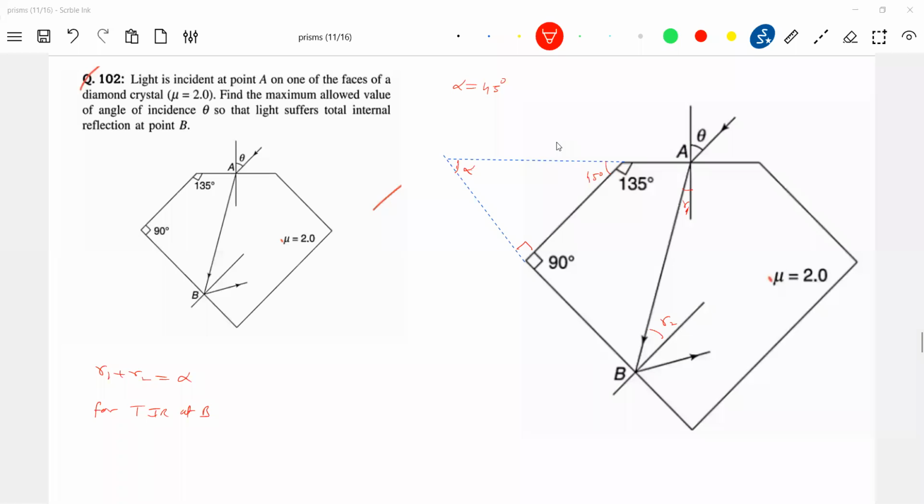So for TIR at B, what should be R2? R2 should be greater than or equal to C. Let this be the mu of the prism. So this will become sine inverse of 1 by mu. The mu value we know is equal to 2. So therefore this will become R2.